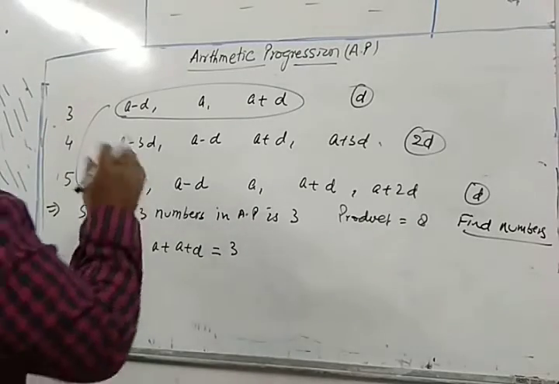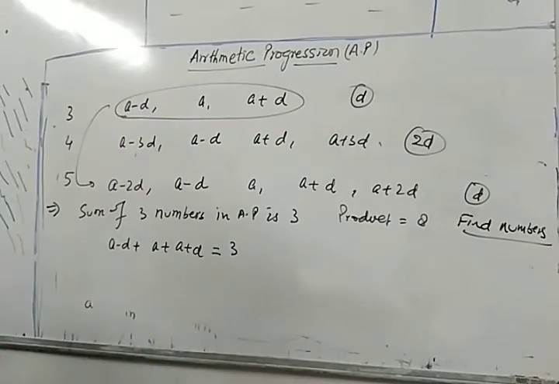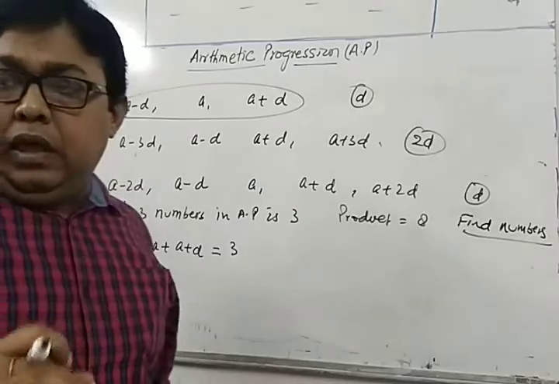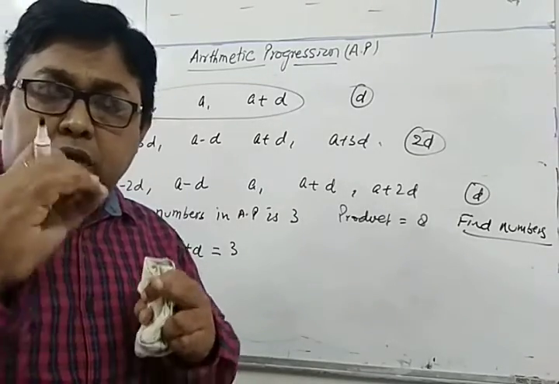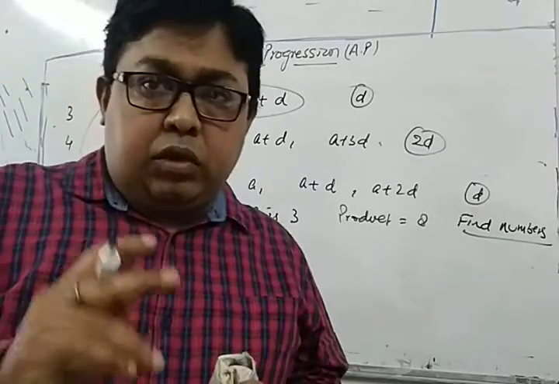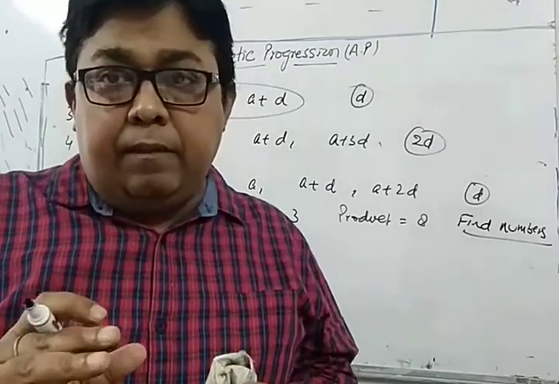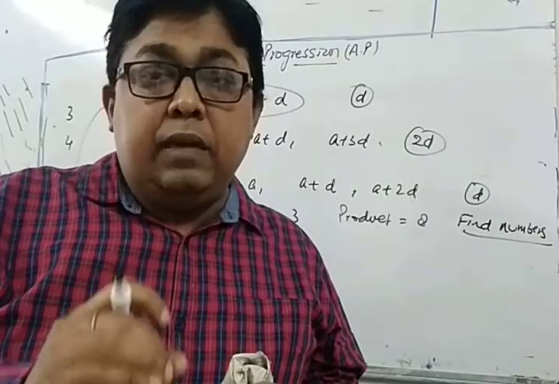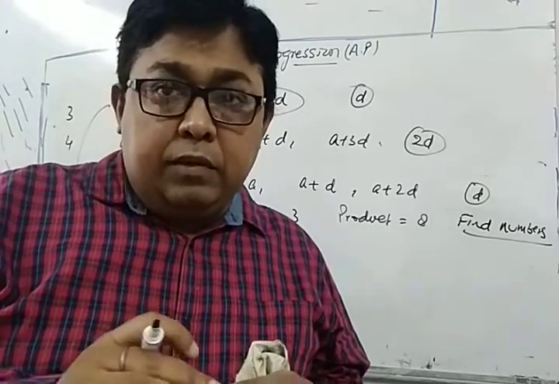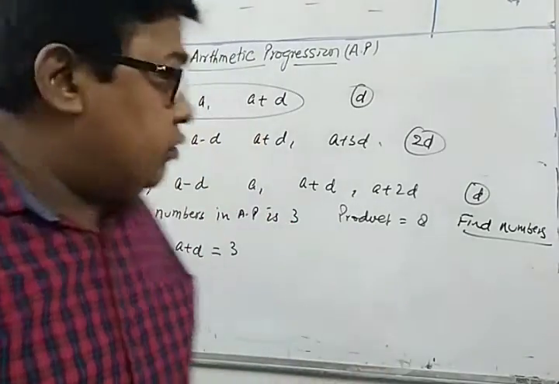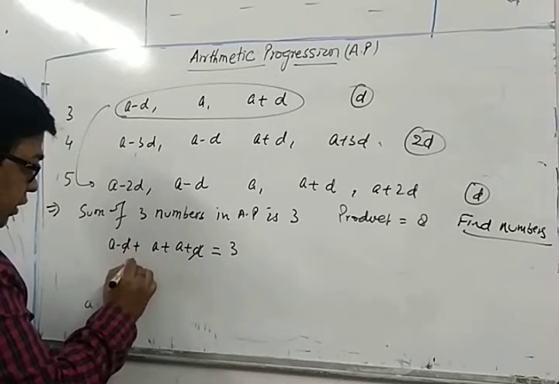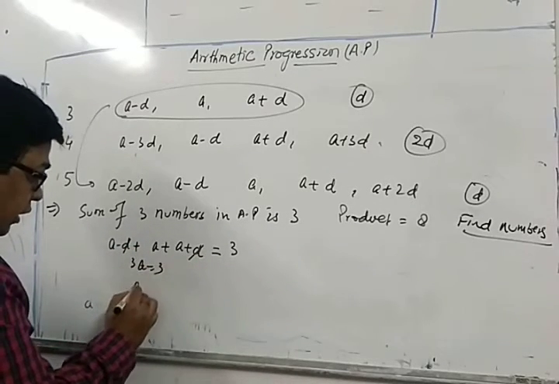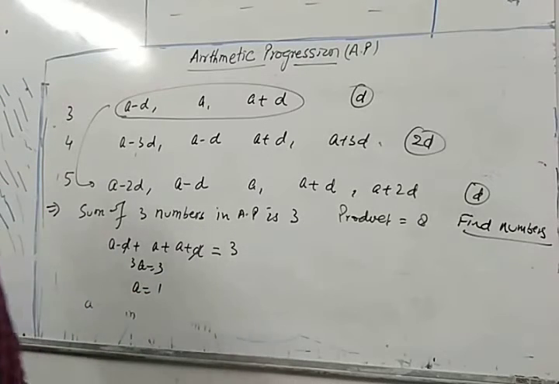In this way we can easily get the values of a and d. Basically, in AP we have two unknowns, a and d. A means the first term and d means the common difference. So by this way we can get all the other required things. Now d cancels, 3a is equal to 3, so a is equal to 1. Now we have a is equal to 1 here.